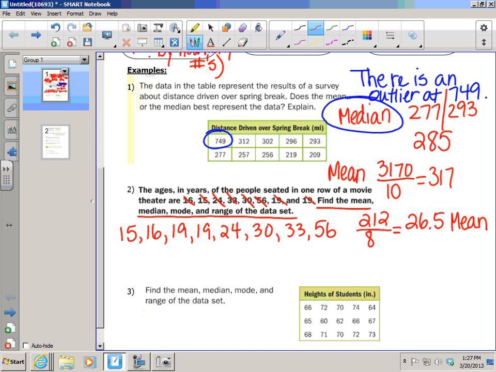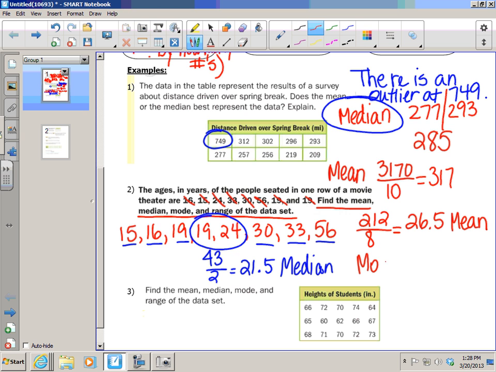The median is the middle number. So I just keep going back and forth until I meet in the middle, and I have two numbers in the middle. So I add them together to get 43, and I take the average of them. Dividing by 2 will give me 21.5 for the median. The mode is the most occurring, and 19 occurs twice. So that's my mode. And the range is taking the highest number and subtracting the low. So 56 minus 15, which will give me 41 for the range.